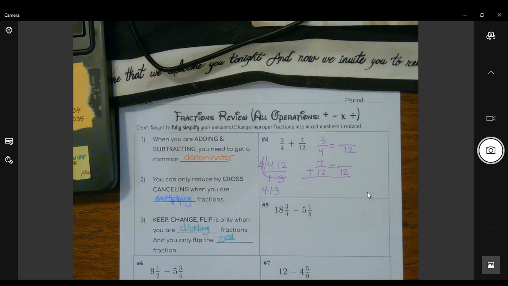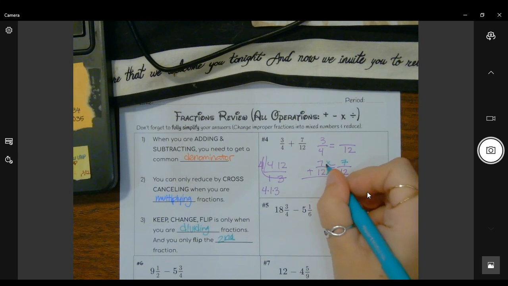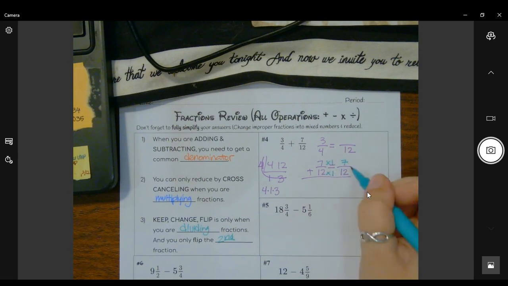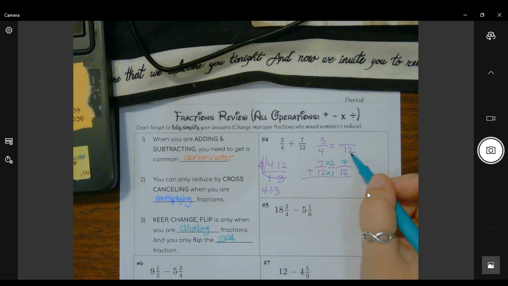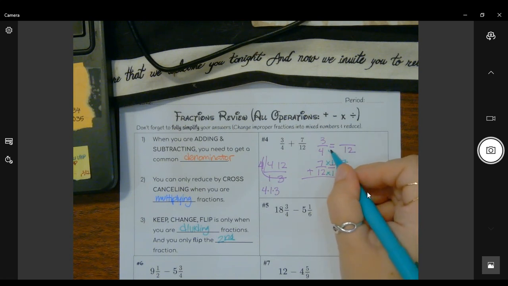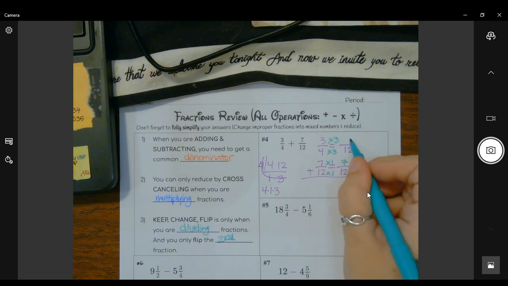Okay, this one is already a 12, so I can just keep that as 7, because it's like you multiplied it by 1 and 7 times 1 is 7. So I just kept this as 7/12. But this one, what did you multiply the 4 by to get this 12? You multiplied it by 3. So then multiply this by 3, and 3 times 3 is 9.